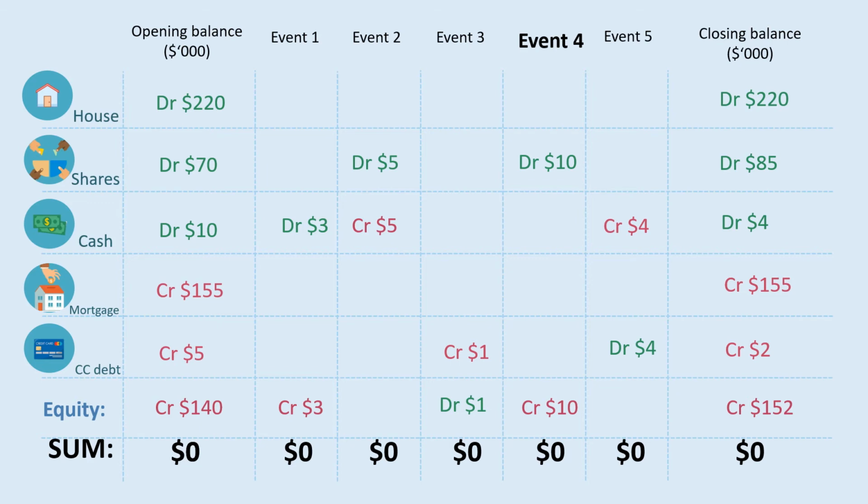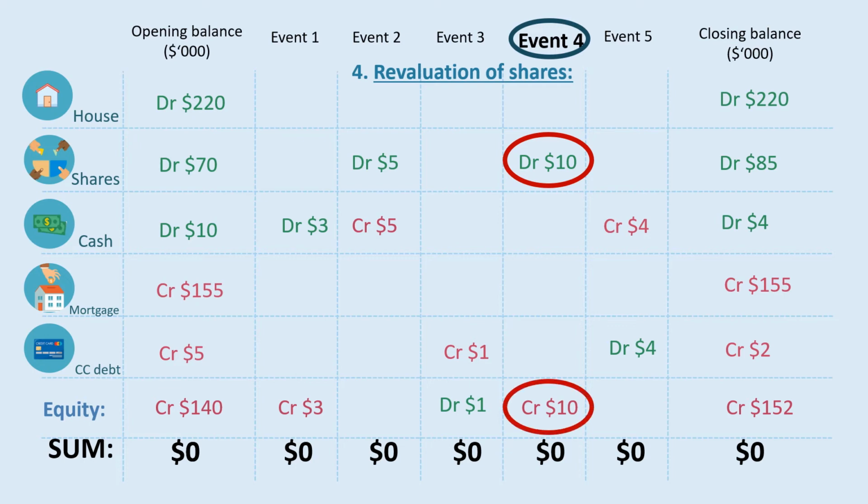The event number 4 was revaluation of shares. What has happened here? The value of Johnny's share portfolio has increased by 10,000. Shares are an asset and increasing an asset is a plus or debit 10. And also because John has become richer, his equity has also increased by 10,000. Because equity is a negative number, we make negative numbers bigger by adding extra negative numbers to them, so the increase of equity is a minus or credit 10.